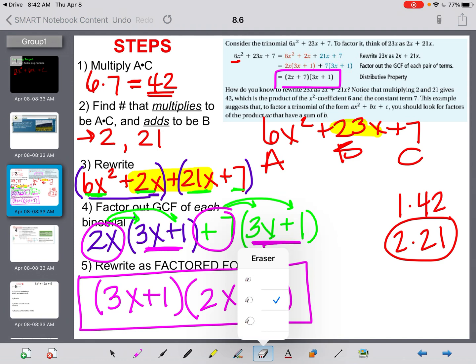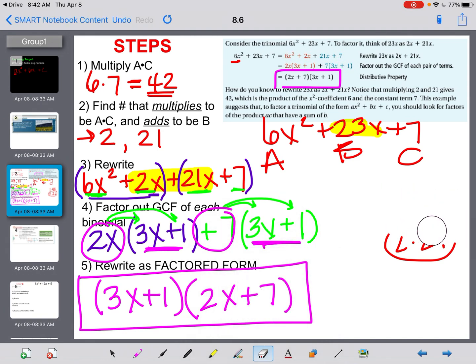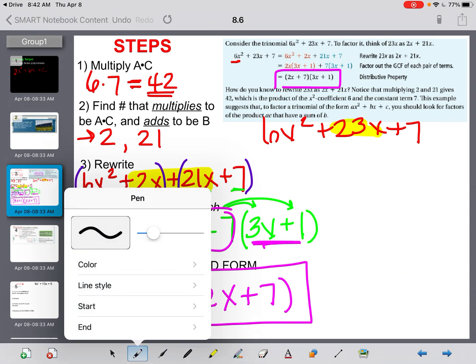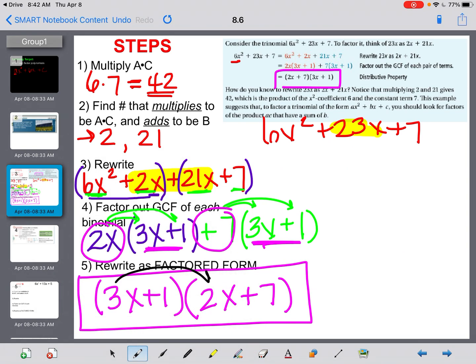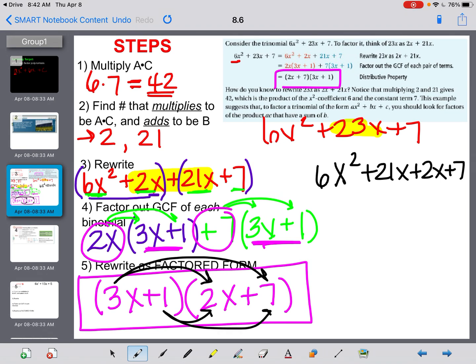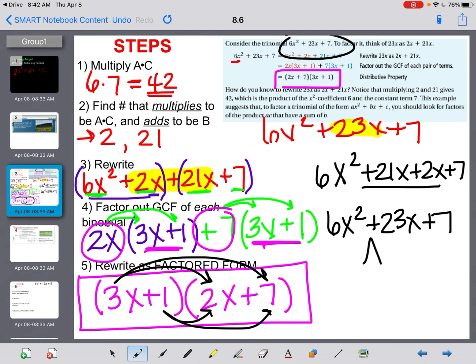Now, if you wanted to check your work, you would have to use FOIL, which is a great idea, especially at first when you're learning what to do. So if I multiply the first, that gives me the 6x squared. Outside gives me 21x. Inside gives me 2x. And last gives me 7. If I combine these like terms, I end up with 6x squared plus 23x plus 7, which is exactly what we started with. So we know that we did this right.